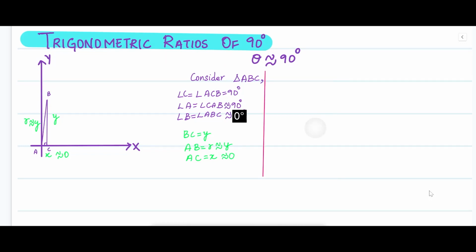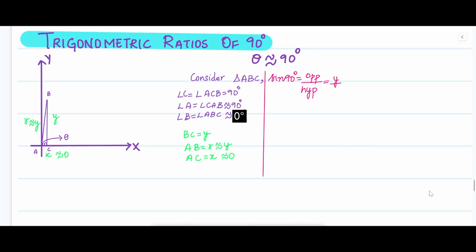First one is sine 90 degrees. The definition of sine theta for all is opposite divided by hypotenuse. Our angle A, which is here, is our theta. The opposite side of the triangle is the side which is opposite to our angle theta. The side of the triangle which is opposite to our angle theta is side BC, which has the value y, which is equal to the value of the y coordinate. It is y divided by the hypotenuse side of the triangle.